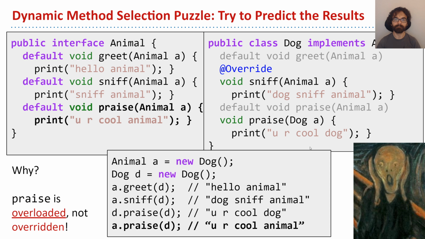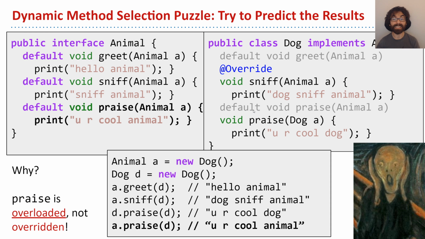Okay. Now, maybe you already got that, but maybe not. I know a lot of students get to this and they say, how is that possible? Why did this just happen? And I think one way of thinking about it is that this praise method is overloaded, not overridden. Notice that this is not the same method signature in the dog class. It's not praise animal in the dog class. It's praise dog in the dog class. This is actually a totally new method. So it's not overriding. It's overloading the other praise method in this dog class here.